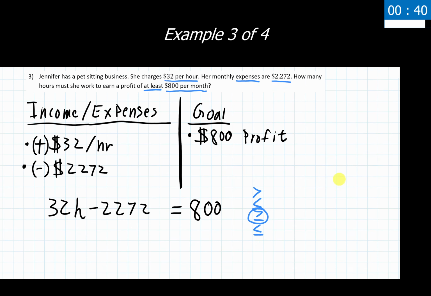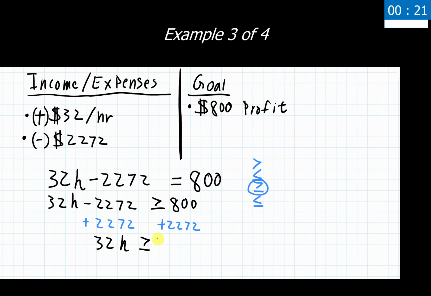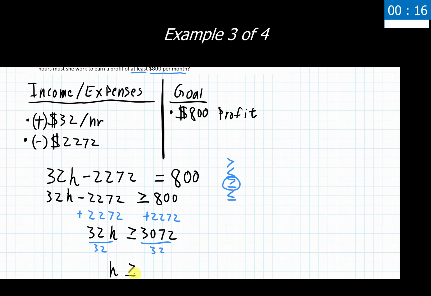So let's go ahead and scroll down here. Let's rewrite this equation into an inequality. And now, from here, we can solve this thing for H. So based on this, we know that she needs to work at least 97 hours per month or more to earn an $800 profit.